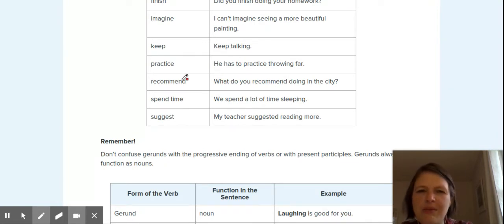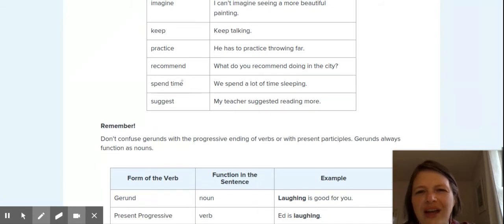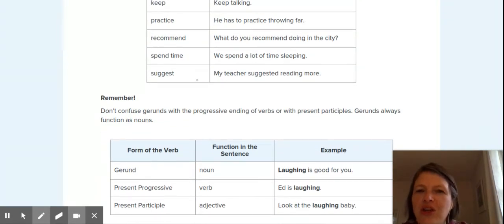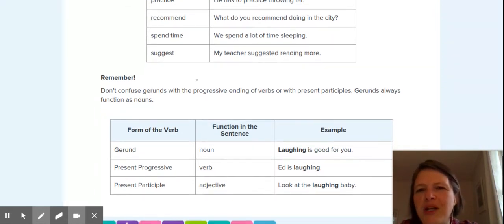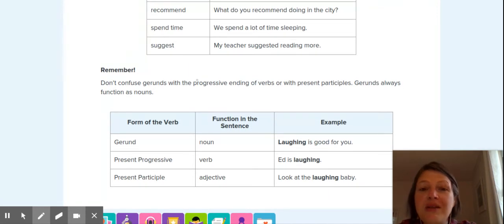Practice is something we do over and over again. He has to practice throwing far. Recommend is when you tell someone something you like. So I recommend Falmouth. I think it's beautiful. What do you recommend doing in Falmouth? And so recommend and doing, that ing. We spend a lot of time sleeping. Suggest: my teacher suggested reading, so that ing.